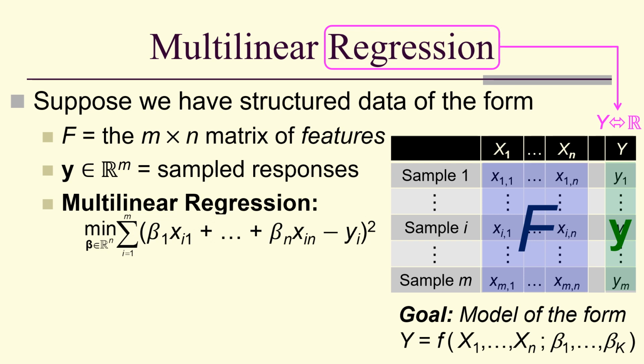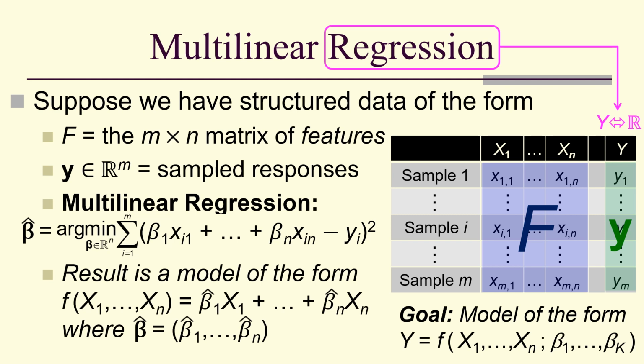Now, if we write that out as a summation, it looks like this. And we're looking for the argmin, the beta hat, which is the argmin of this sum of these things squared. The result is a model, f of x1 to xn, which is linear in the x1 to xn.